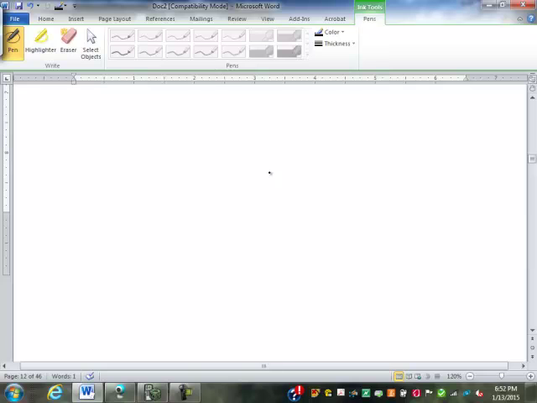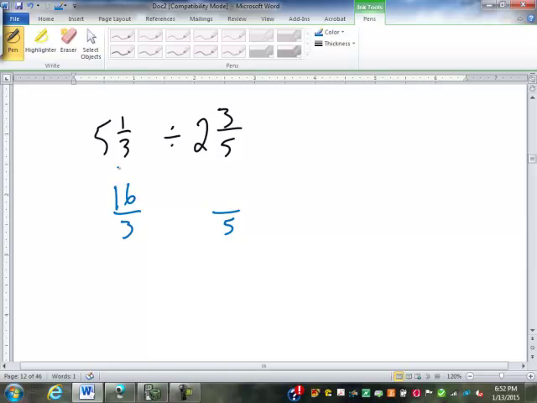So anyway, let's jump up to doing some division with mixed numbers. Since we've already decided we're going to turn division into multiplication, if we're going to divide mixed numbers, it makes sense that we're going to do it just like we do with multiplication, and turn them into improper fractions. So 5 1/3 becomes how many thirds? 16. 5 times 3 is 15, plus 1 is 16. 2 3/5 will become 13/5.